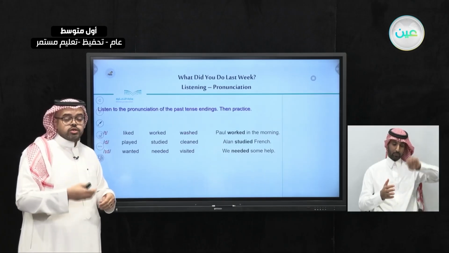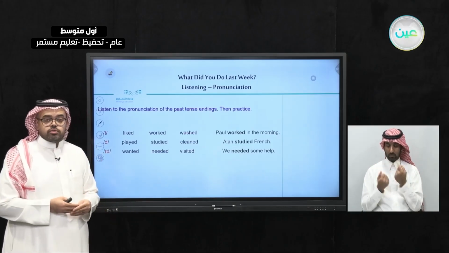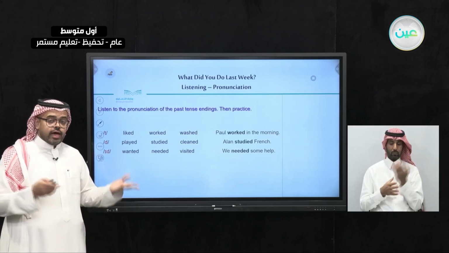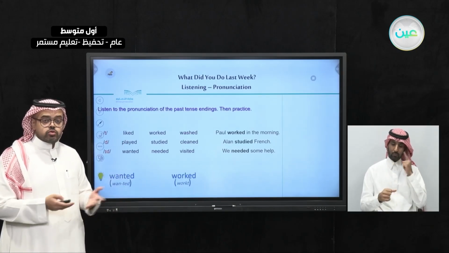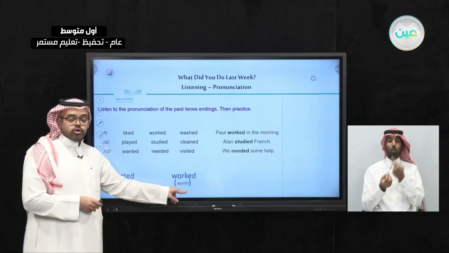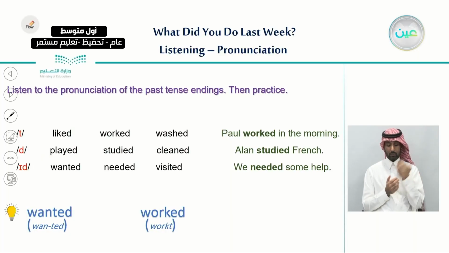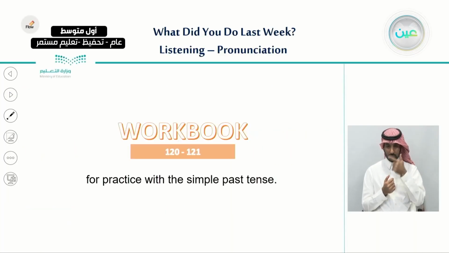This is why we need to practice more on the pronunciation of these verbs, because some of them have two syllables, like wanted here, we pronounce it like this, wanted. But some of them have only one syllable, like worked, we pronounce it as worked. So this is a very important thing to pay attention to.